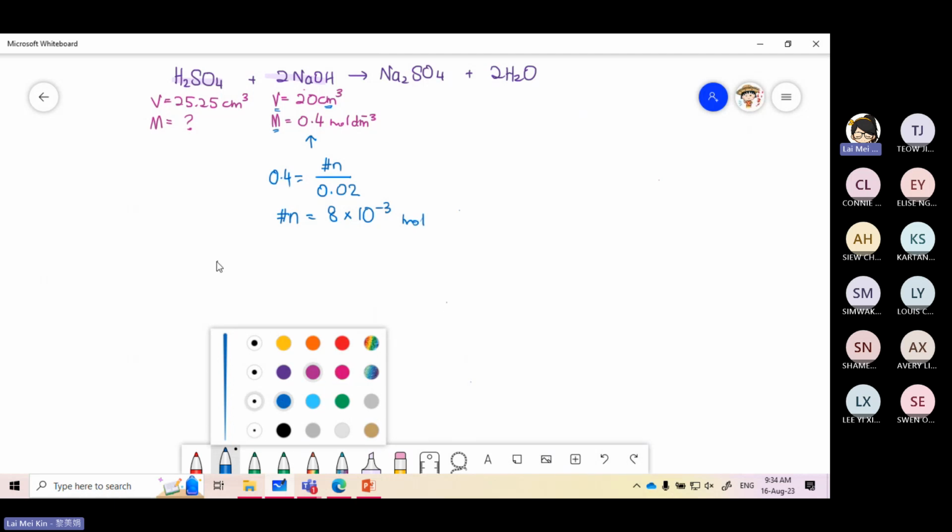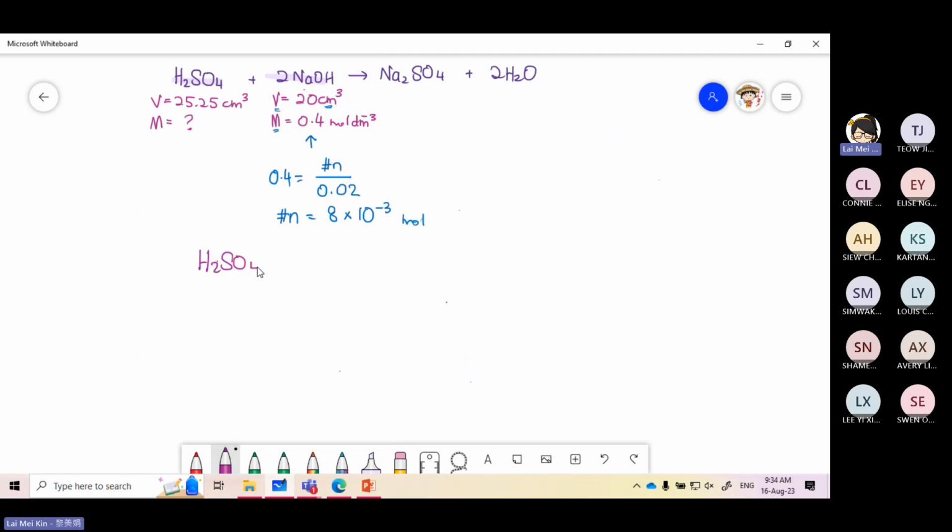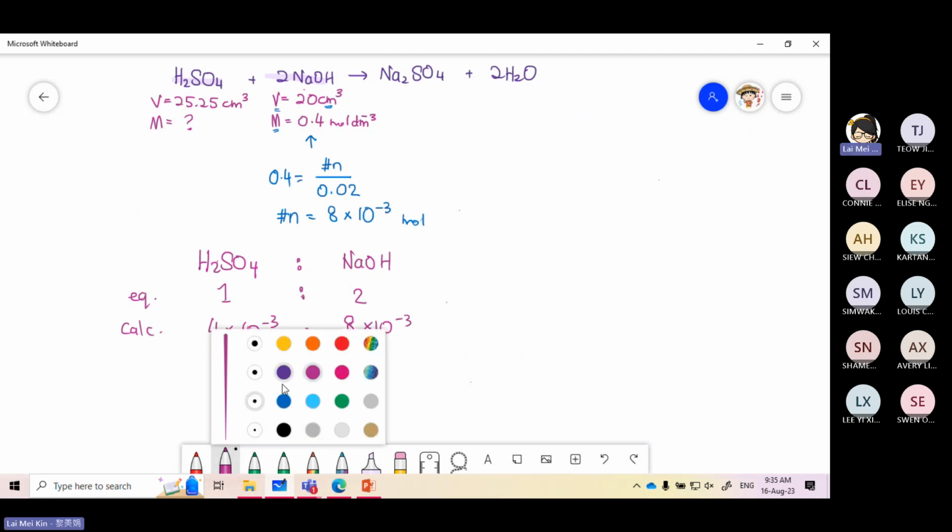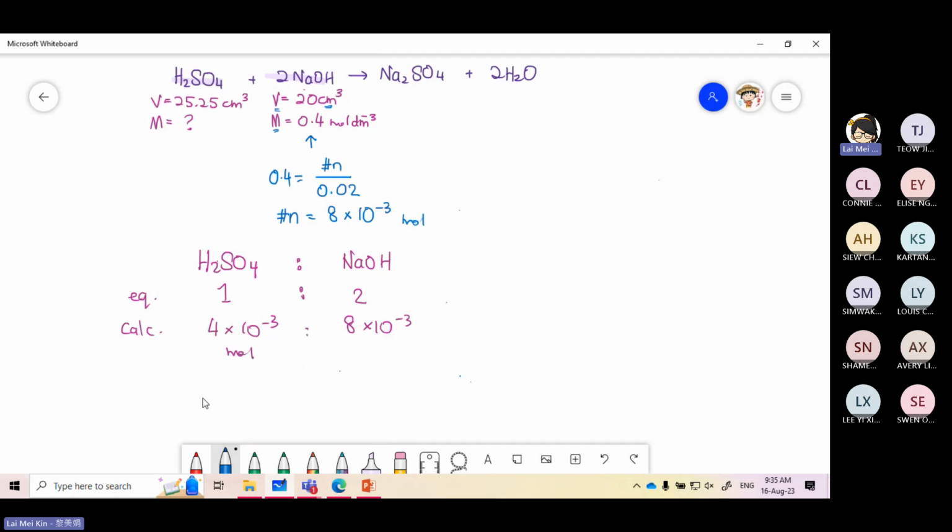I'm talking about H2SO4 and also NaOH. From the equation, it is 1 mole to 2 mole. From the calculation, this is 8 times 10 negative 3, so this is 4 times 10 negative 3 mole. Now I have the number of mole. I proceed to calculate molarity, which is number of mole over volume, 25.25.